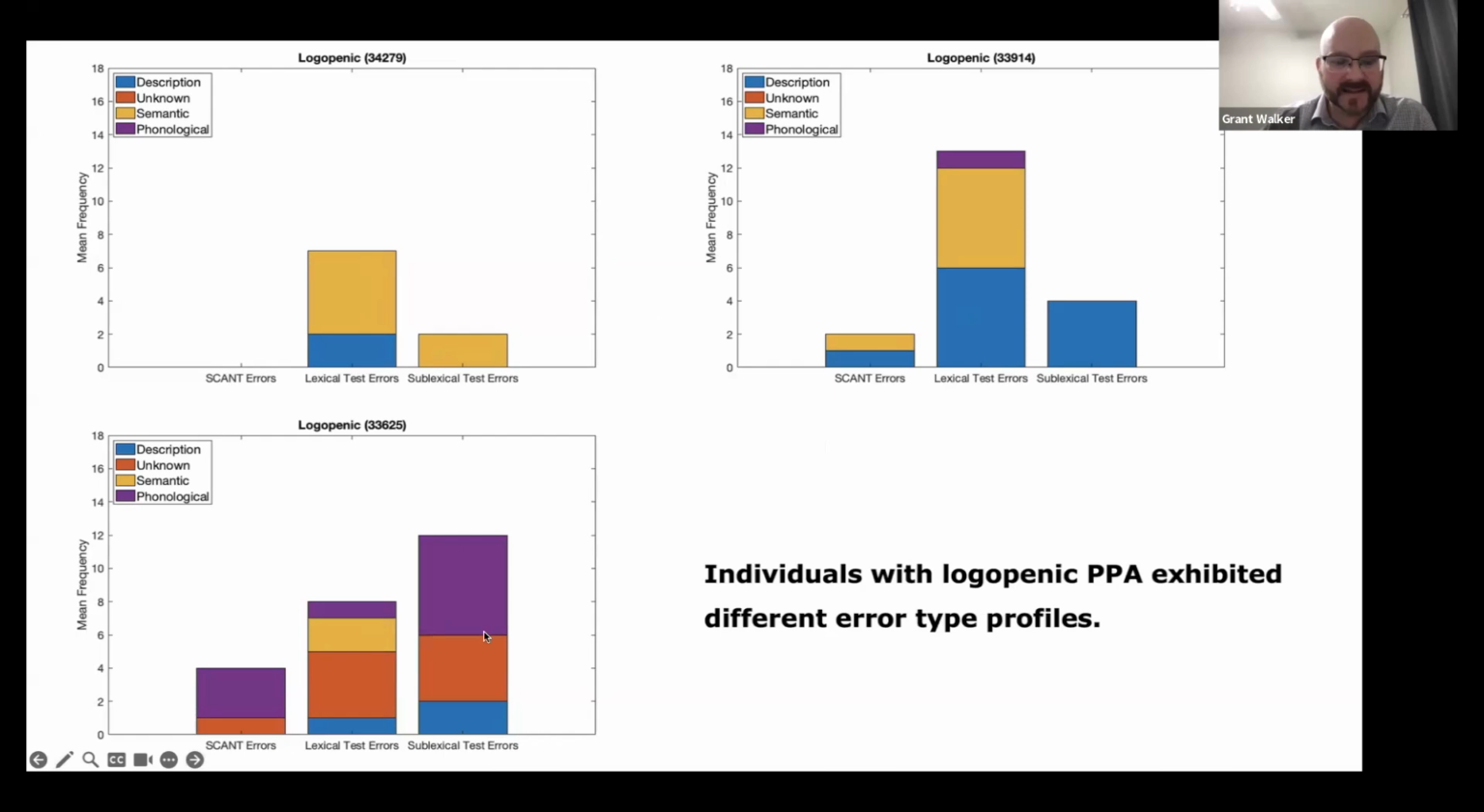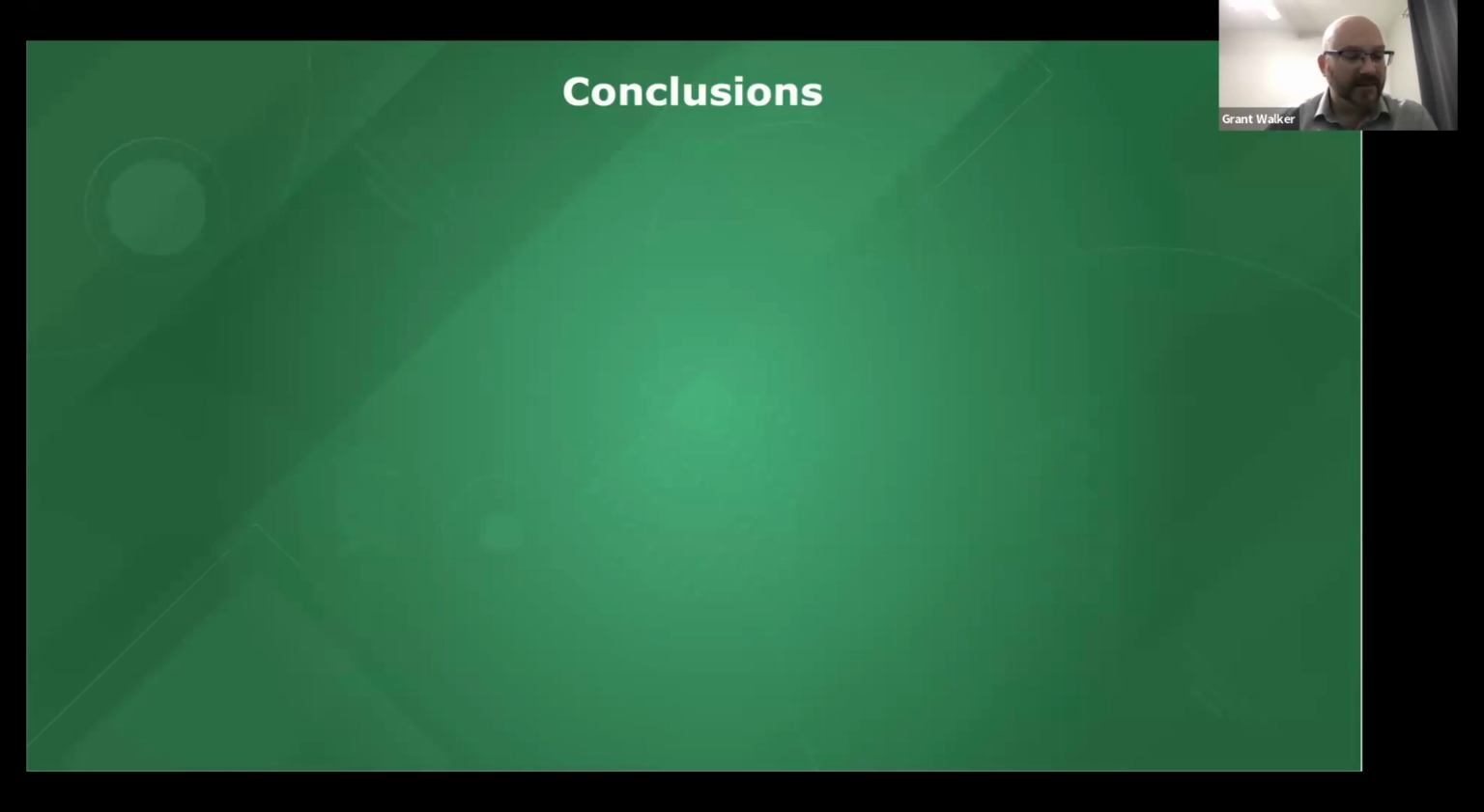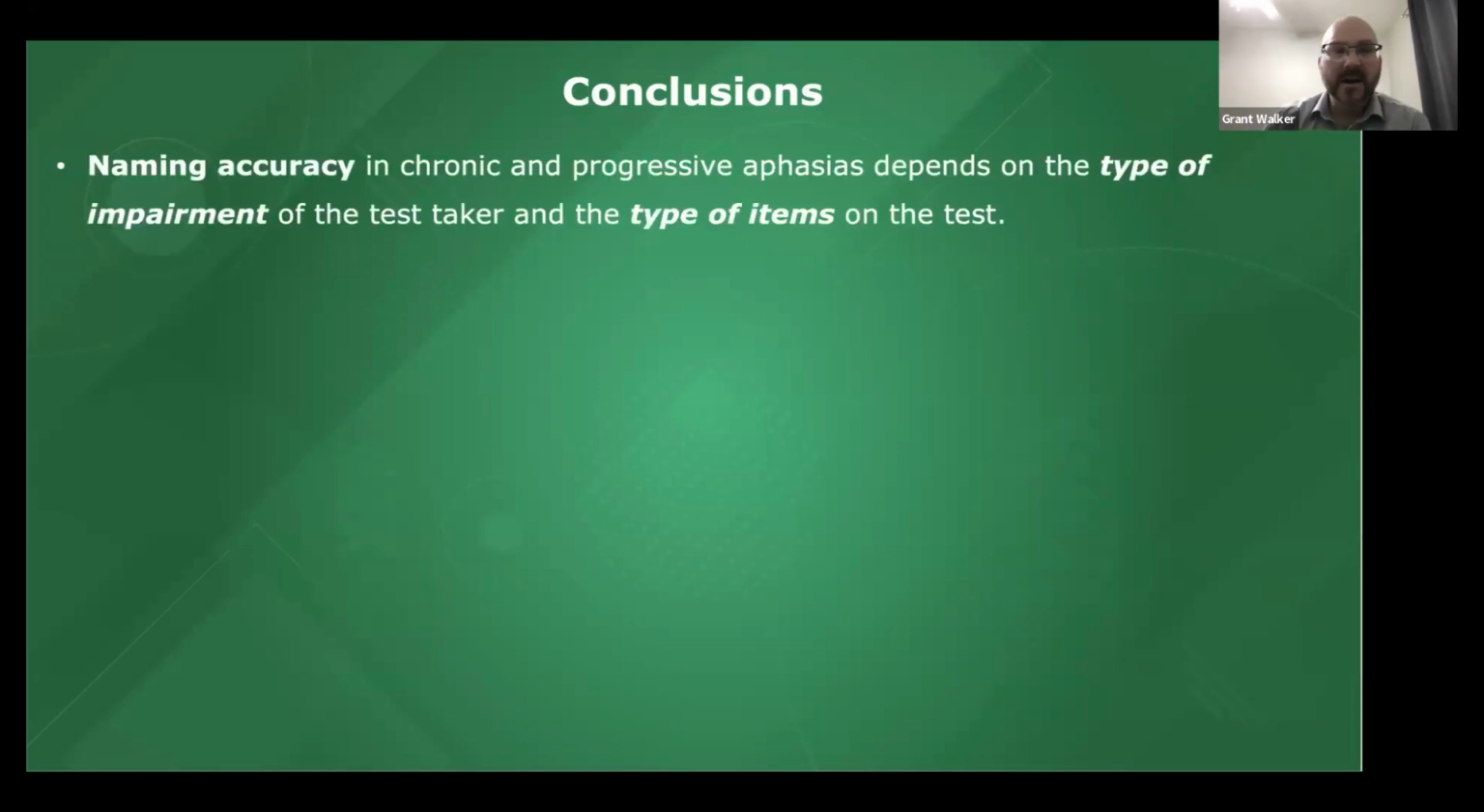Whereas this person had more errors on the sublexical test. And again, the quality of the errors changes to phonological and unknown. And so again, we're not sure what to make of that, but the point is that we're seeing differences that we didn't see before. And that is interesting. We want to figure that out. So let me wrap up here and maybe we'll have just a few minutes for questions.